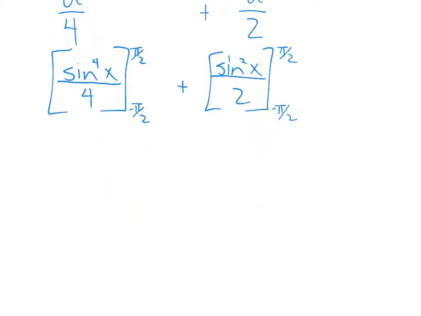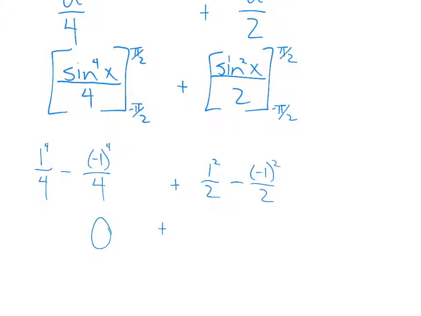Okay, so now what is sine of pi over 2? 1. What's sine of negative pi over 2? Negative 1. So this is going to be 1 to the fourth over 4 minus negative 1 to the 4th over 4, which is a fourth minus a fourth, so 0. And over here, I have it squared, so it's 1 squared over 2 minus negative 1 squared over 2. A half minus a half is 0. So this whole thing equals 0.